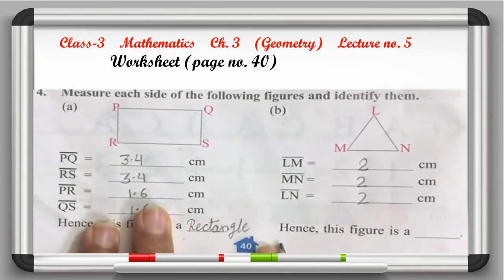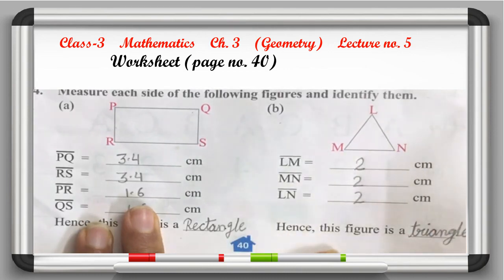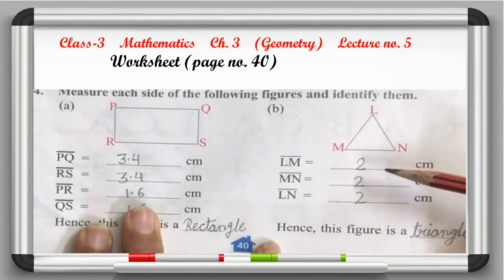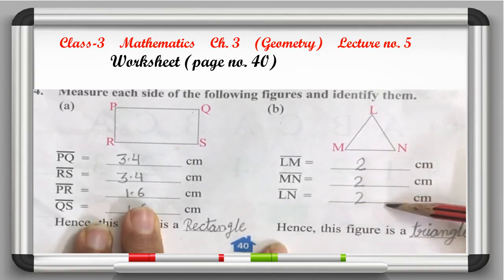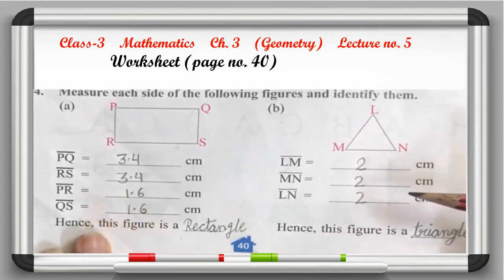Okay, so hence this figure is a triangle. Okay, we call it an equilateral triangle, beta, because all its sides are equal. You will learn about these triangles in your next class. Okay, in 4th class. So this is 2 centimeter, 2 centimeter and 2 centimeter. Hence this figure is a triangle. Understood beta?